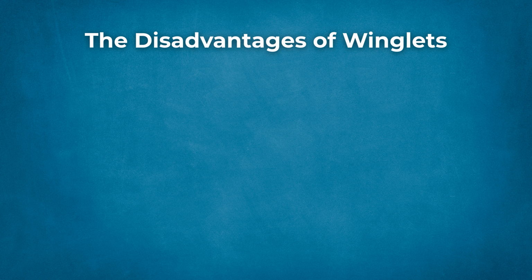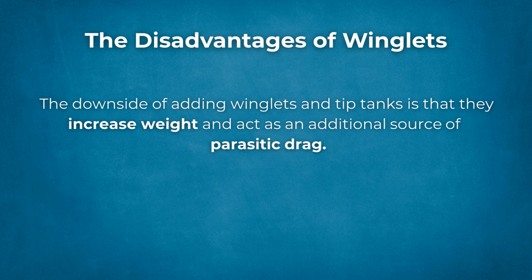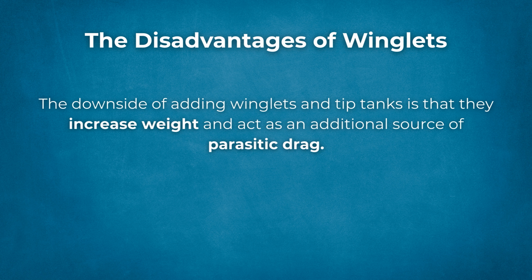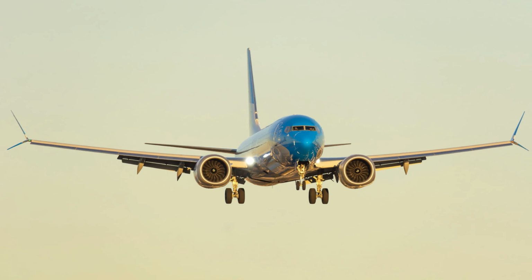The disadvantages of winglets. The downside of adding winglets and tip tanks is that they increase weight and act as an additional source of parasitic drag. A set of Boeing 737 winglets weigh more than 250 pounds. The weight of the winglet bends the wing down and adds a significant amount of stress to the wing. This requires the wing to be strengthened, which adds even more weight.